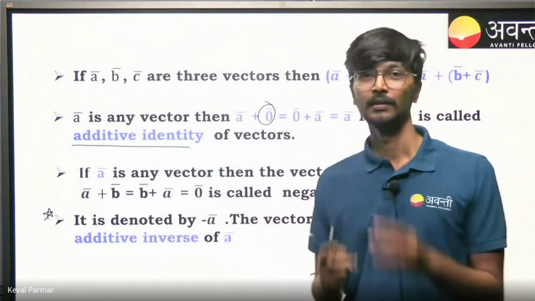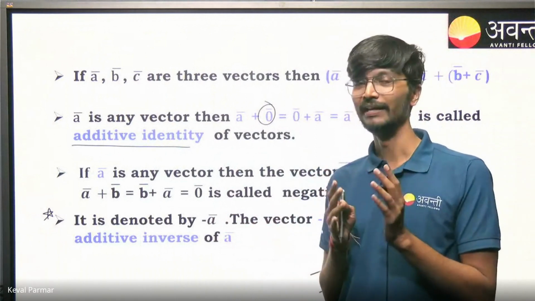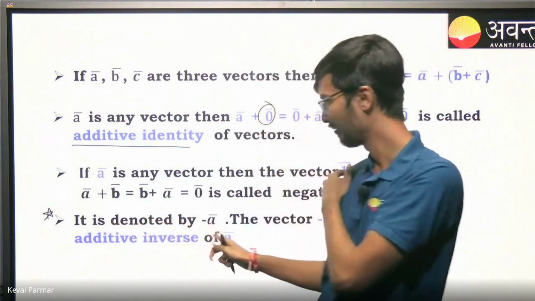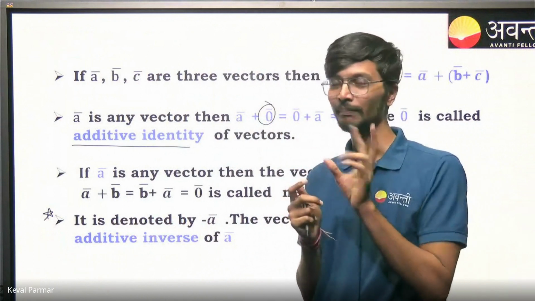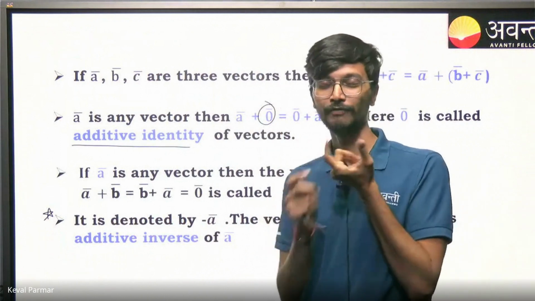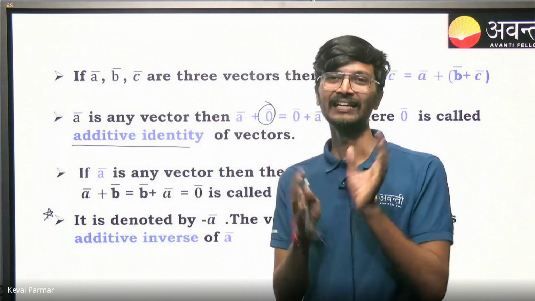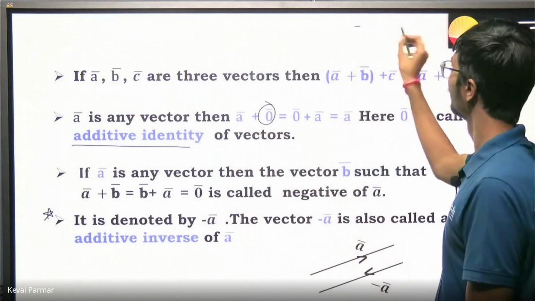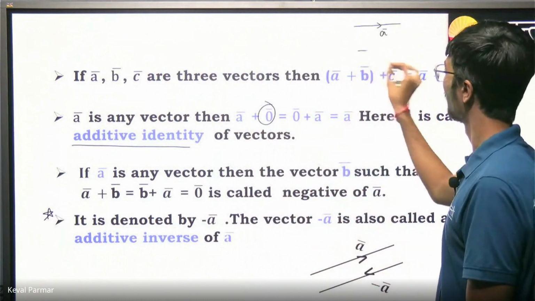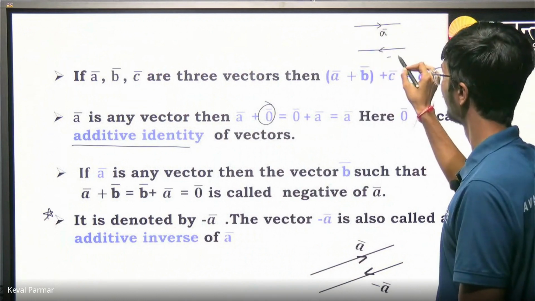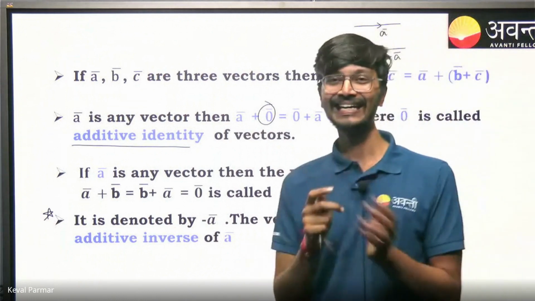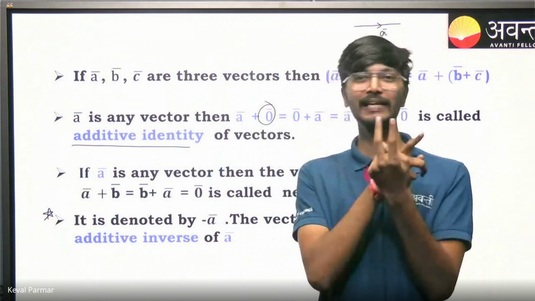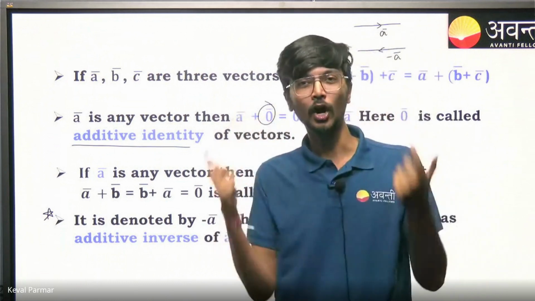a vector when multiplied by a negative sign. Suppose A bar is any vector and I multiply A bar by a minus sign. What it does is the magnitude remains the same. The magnitude of A bar and minus A bar remains the same, just the direction becomes opposite. So if this is A bar, what will be my minus A bar? The magnitude will remain the same, but the direction will become opposite. Any vector when multiplied by a negative just flips the direction.